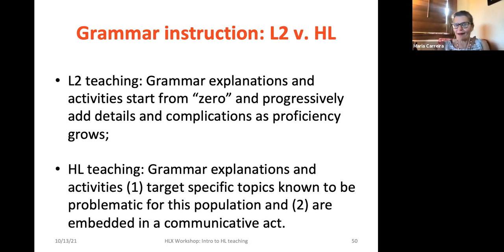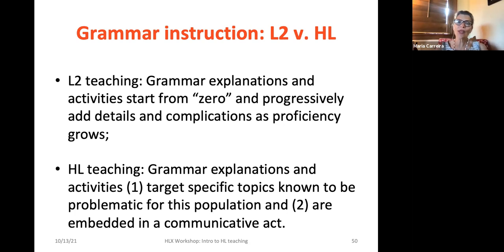HL teaching is more chaotic. So we want to, the first part is not so chaotic. You want to target specific topics known to be problematic for this population. And I'm going to mention them in a second. And then you always want to go back to what I said. Okay, what is the communicative task we're going to do in the classroom? And what are my top priorities in terms of completing that communicative task? What language pieces are going to be necessary for completing that communicative task?